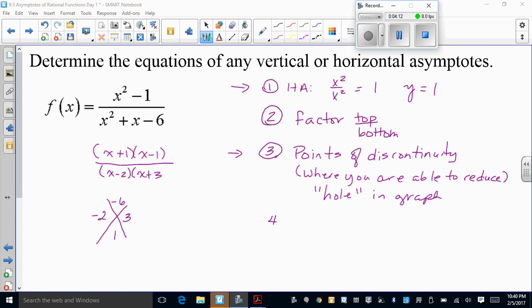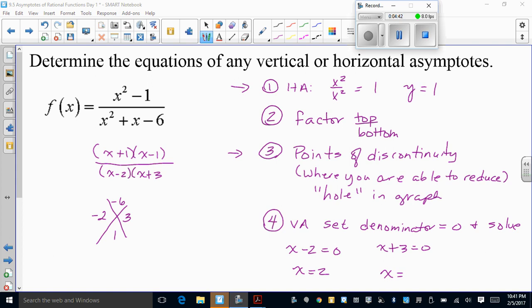After you found your points of discontinuity, set the denominator equal to 0 and solve. So you have x minus 2 equals 0, which gives you x equals 2, and x plus 3 equals 0, so x equals -3. And there are your vertical asymptotes. Now I'm not going to step out these every single time and find this one first. Actually, it doesn't matter, but it's the easy one to find. Okay, let's try another one.